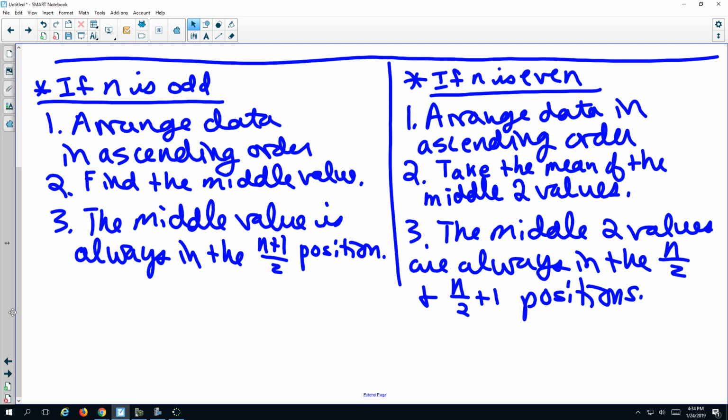Any questions about median? It's pretty easy, right? You just got to remember what to do if it's even or odd sample size.